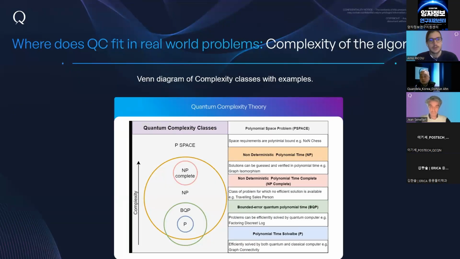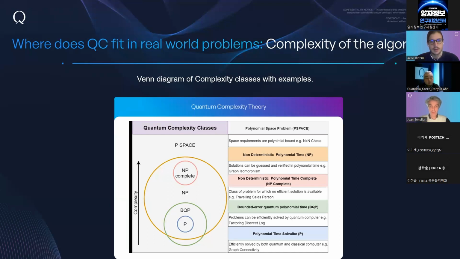And here I show the Venn diagram of complexity classes. This is quite important to understand how each class is related to the other. As I was saying, P problems are the easiest to solve, thus they're represented by the smaller circle.